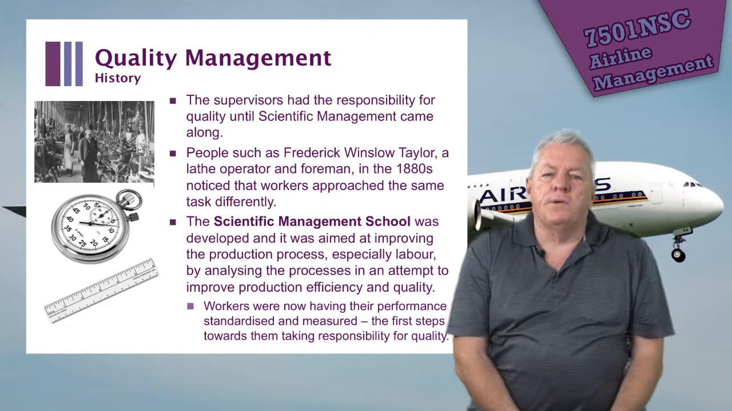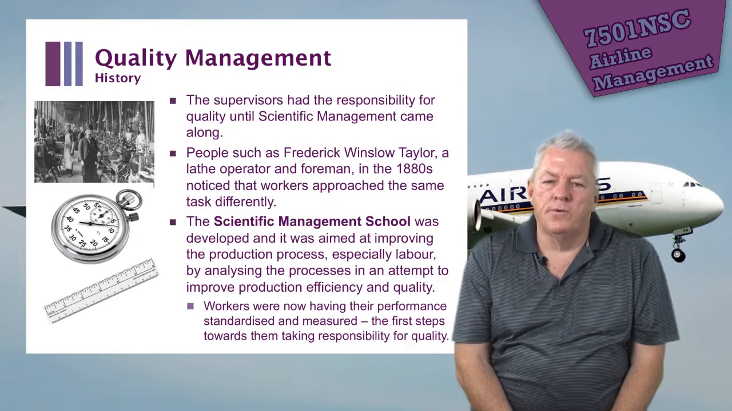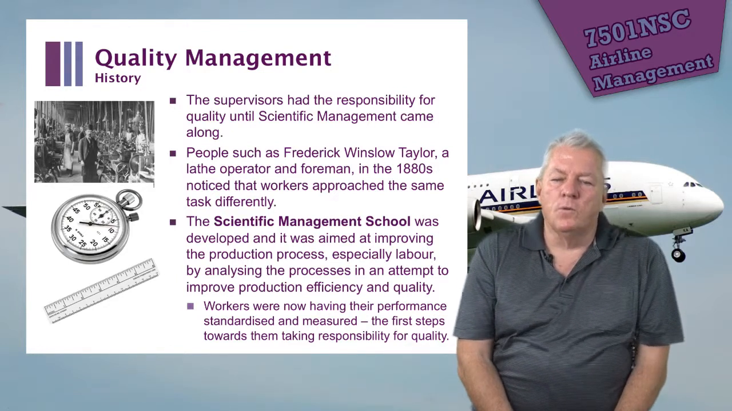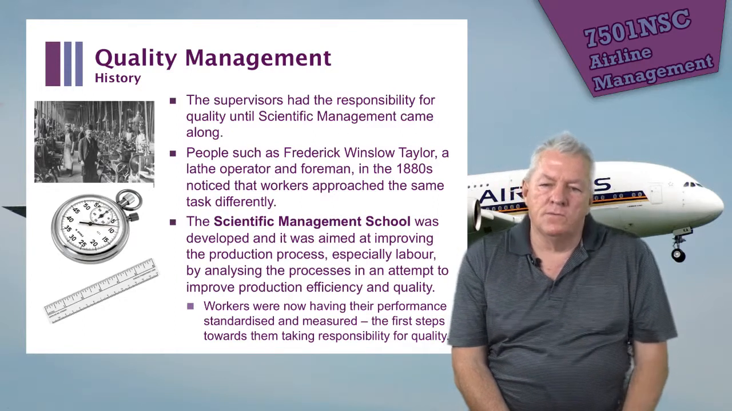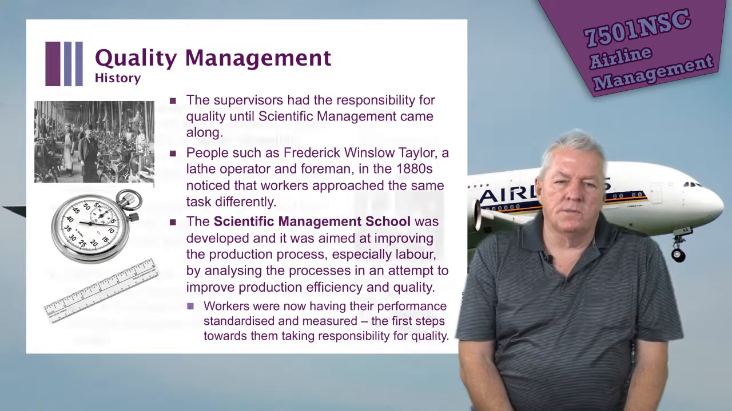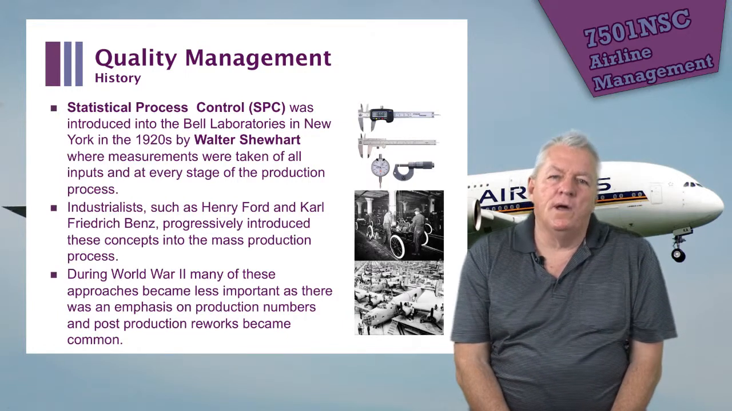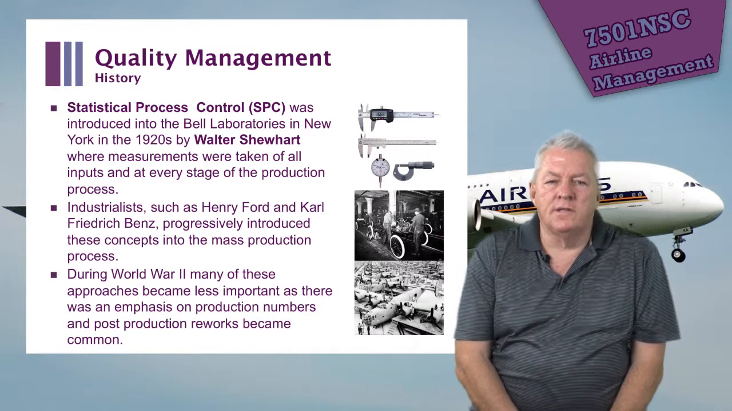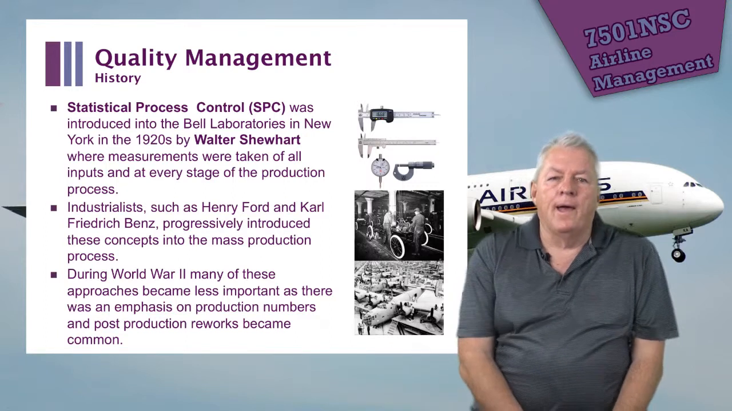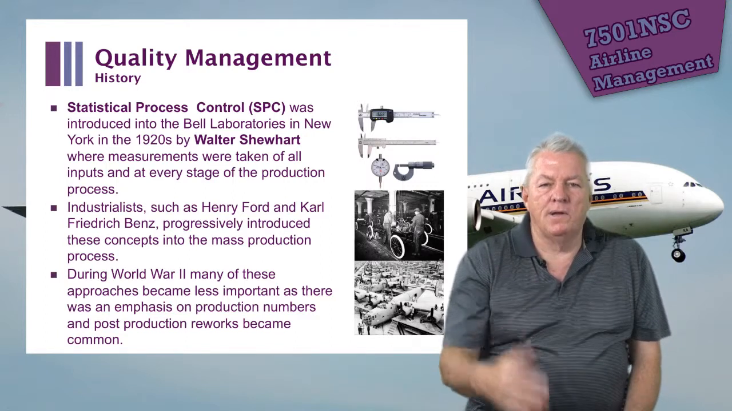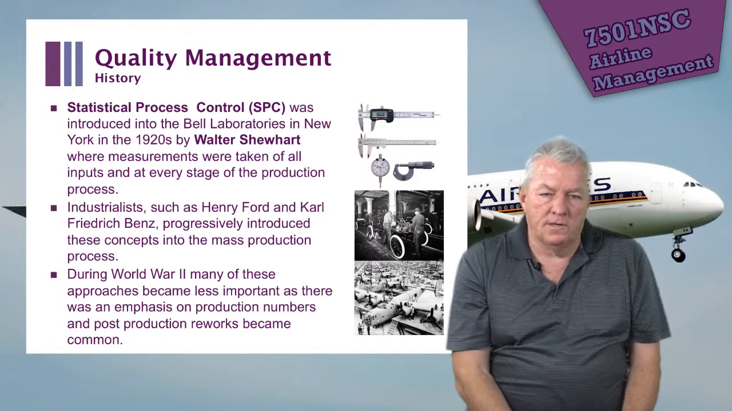It was about improving the production process, especially labour, by analysing the process in an attempt to improve production efficiency and quality. Workers now had their performance standardised and measured, and this was the first step towards taking responsibility for quality. Statistical process control: Walter Shewhart wrote about this. He worked at Bell Laboratories, and he said that measurements should be taken of all inputs and at every stage of the production process. Bell at the time were making telephones, and he said the only way to make quality telephones is to measure everything as part of the production process.